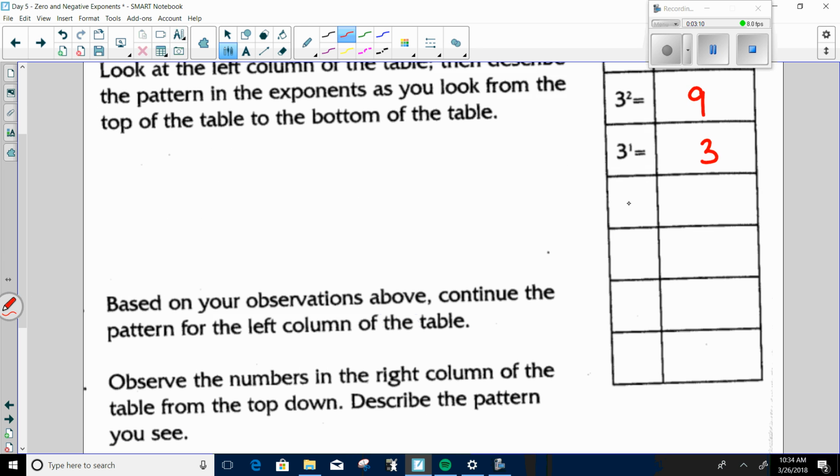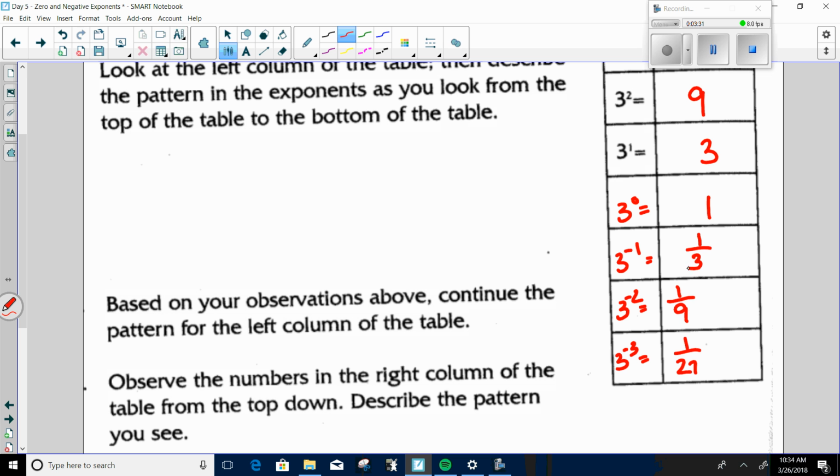So then what do I get if I have 3 to the 0 power? Well, 3 divided by 3 is 1. 3 to the negative first is going to be 1 over 3. 3 to the negative second is 1 over 9. 3 to the negative third is 1 over 27.